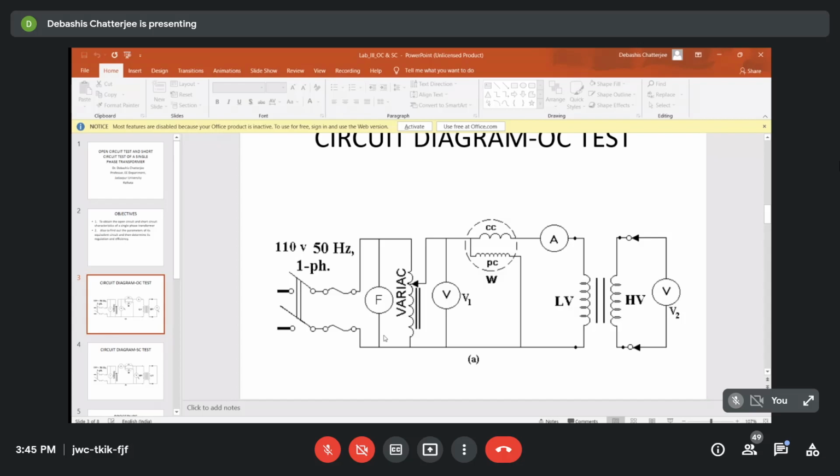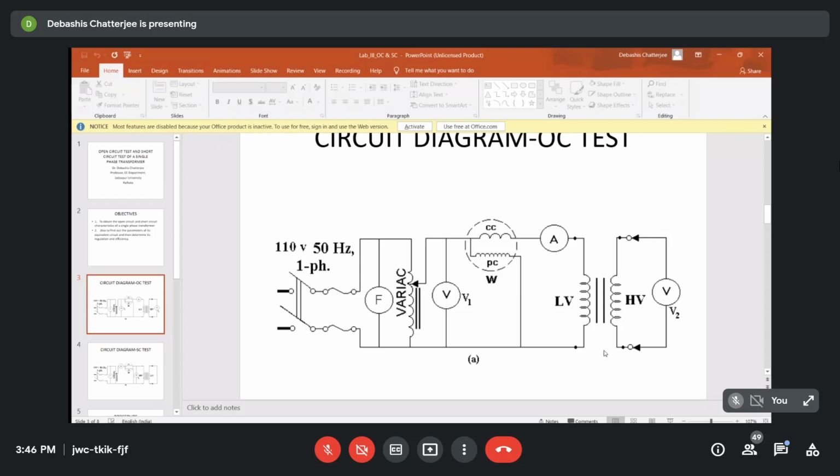Anyway, if we get a chance, you can come once after everything gets normal. I will show you at least some of the equipments so that you can identify them later, in your service period or at least in your upper classes. So these are the instruments you need for the open circuit test: wattmeter, ammeter, voltmeter, a variac and a frequency meter.